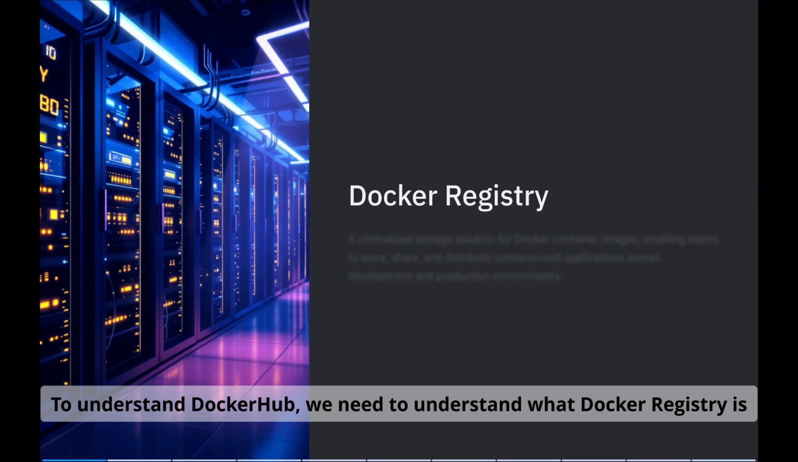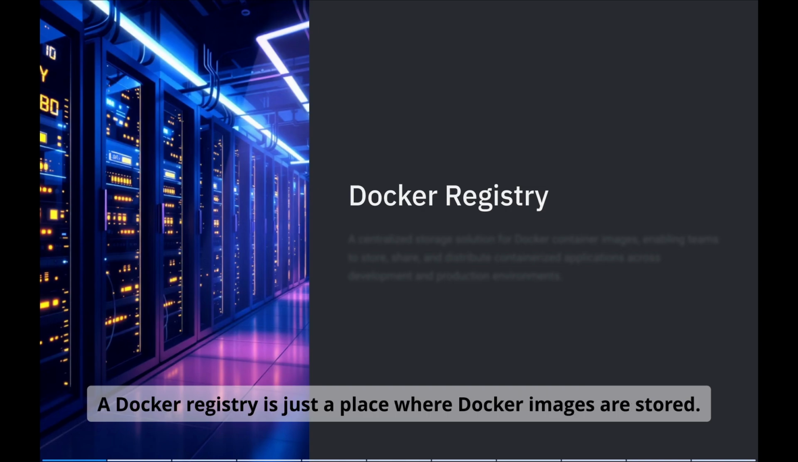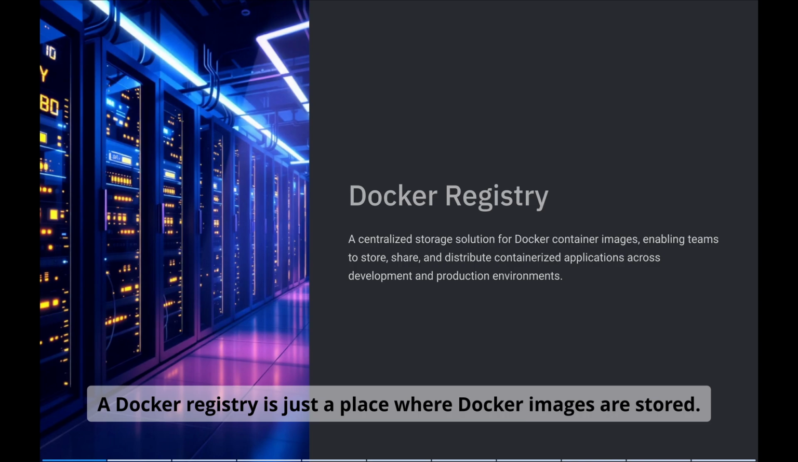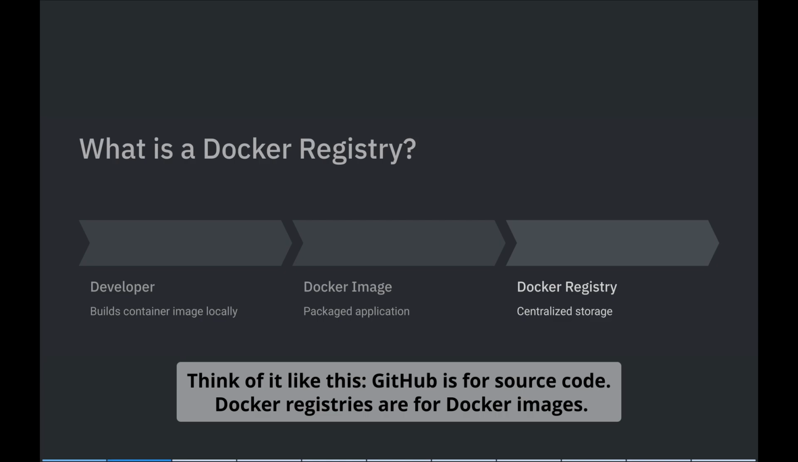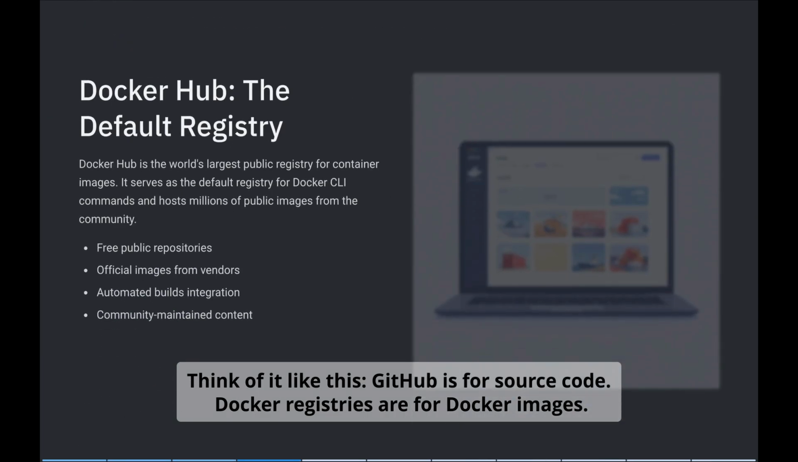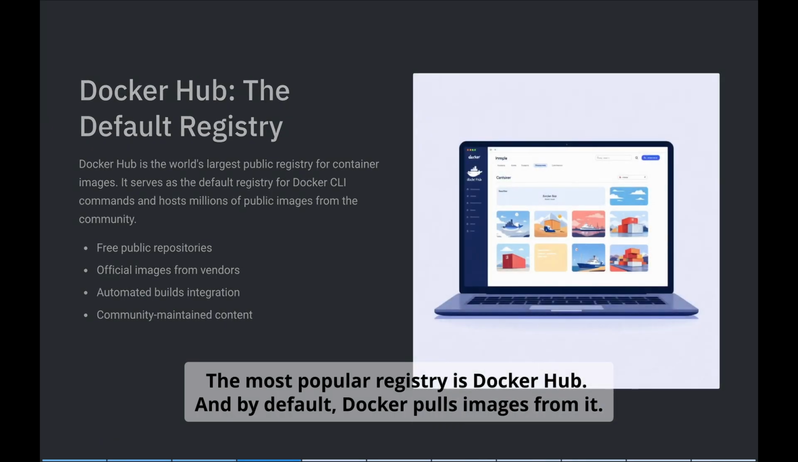To understand Docker Hub, we need to understand what a Docker registry is. A Docker registry is just a place where Docker images are stored. Think of it like this: GitHub is for source code, Docker registries are for Docker images. The most popular registry is Docker Hub, and by default, Docker pulls images from it.